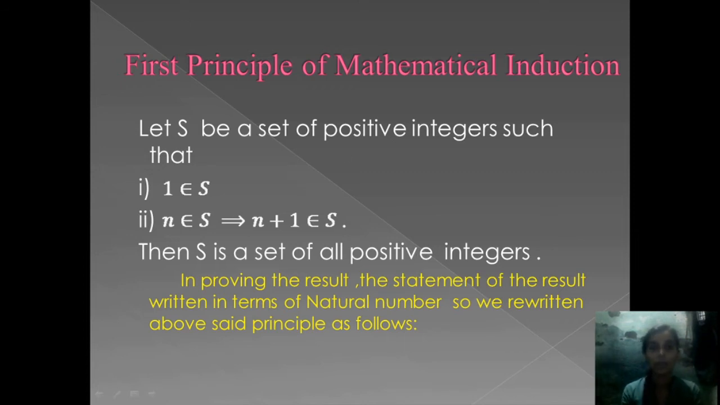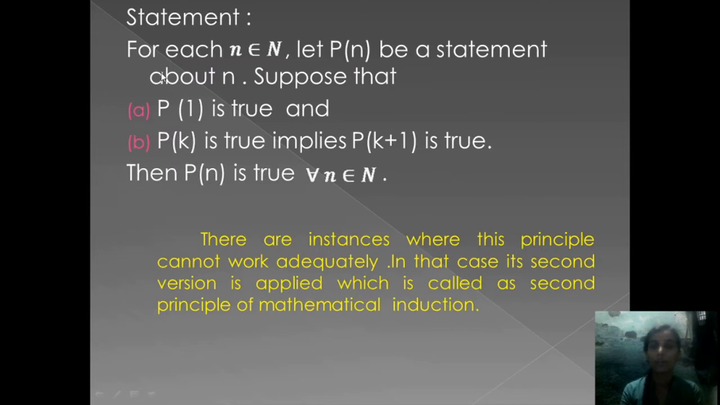This principle is also written in the form that if we have a statement given in terms of n, that is P(n) is a statement about n, and suppose we assume that for the first one P(1) is true, and also it is true for P(k), and from this P(k) we prove that P(k+1) is true, then it is true for every n.